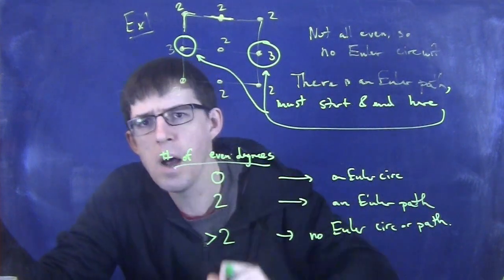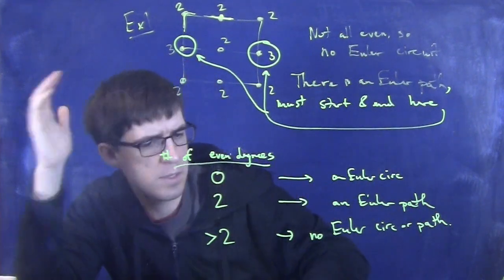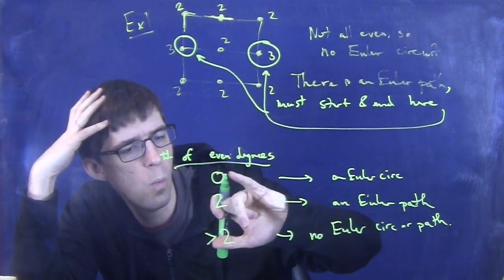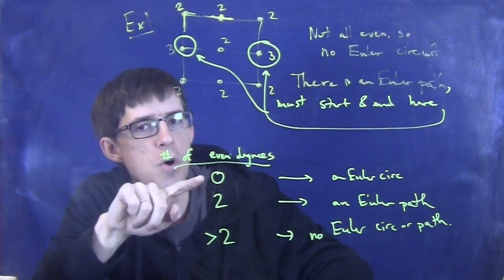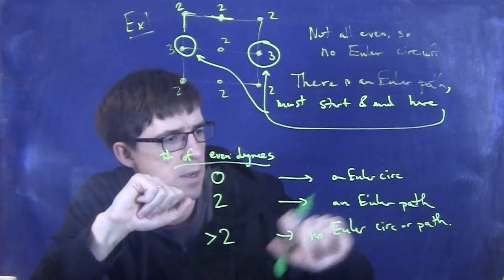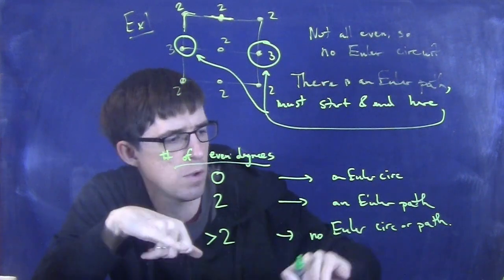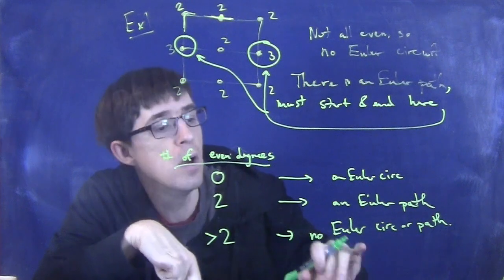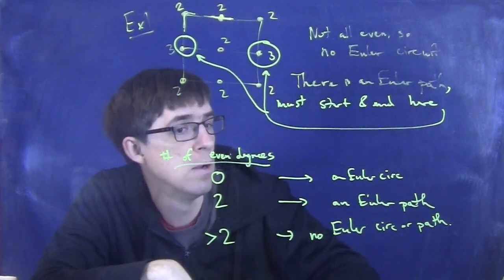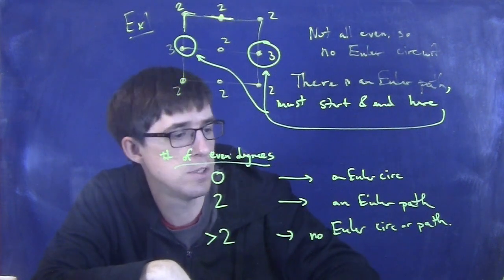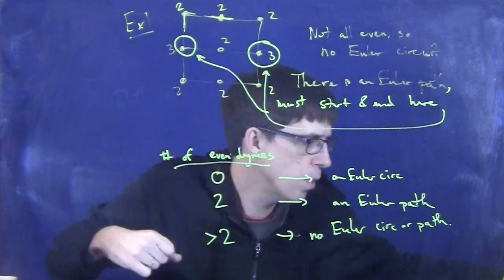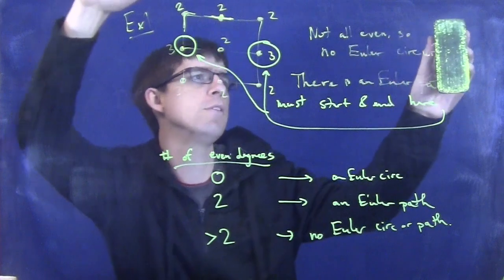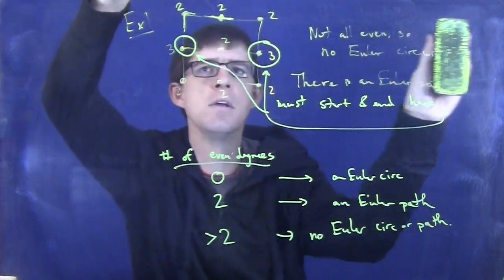All right. Something interesting that I want to discuss is there's one number that we have not discussed in this little chart here, right? If there's no vertices with odd degree, then that means there's an Euler circuit. If there's 2, there's an Euler path. If there's any more than 2, there's nothing. What about if there's only 1 vertex of odd degree? That doesn't seem to be addressed in this listing here. What if there's only 1 vertex of odd degree?